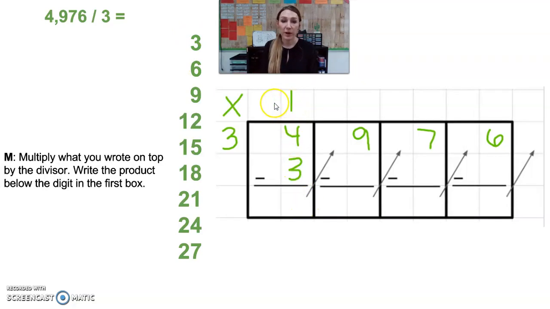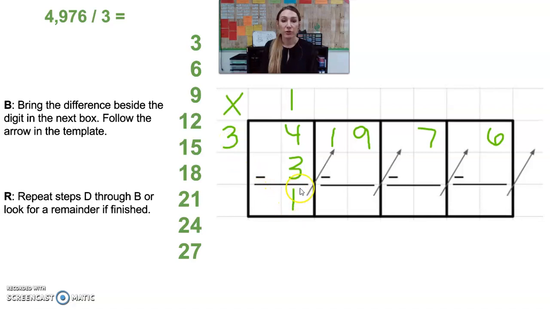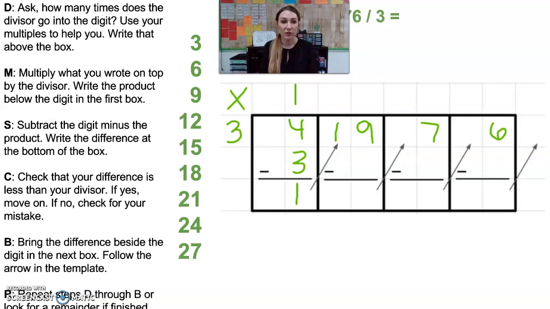Then I'm going to multiply. 1 times 3 gives me 3. I'll write that product below the digit in the first box. Then I'm going to subtract. 4 minus 3 gives me 1. And now I need to check, is this difference less than my divisor? If it is, I can move on. So I'm going to bring up that 1 into my next box, creating a new dividend of 19. I'm now dividing 3 into 19. And now I can repeat all my steps until I have nothing left to divide into.